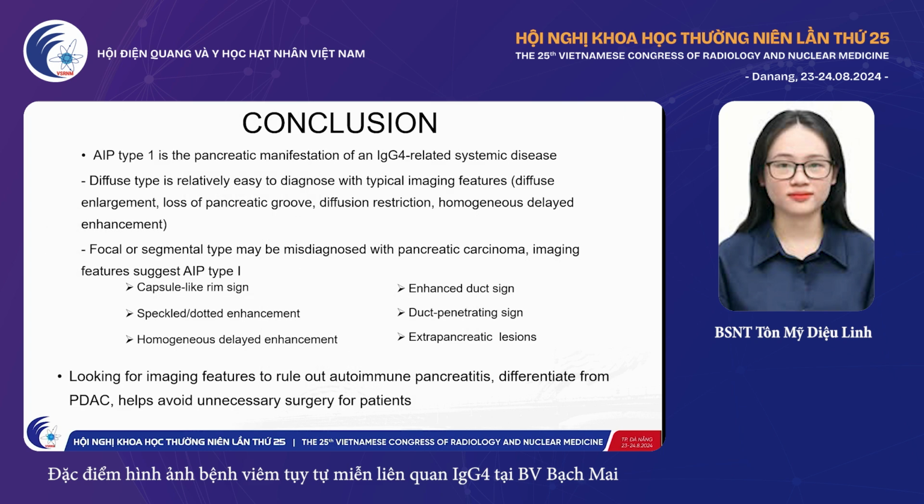So last, in conclusion, AIP type 1 is a pancreatic manifestation of IgG4-related systemic disease, and the diffuse type is relatively easy to diagnose with typical imaging features: diffuse enlargement, loss of pancreatic grooves, diffusion restriction, homogeneous delayed enhancement. But the focal and segmental types may be misdiagnosed as pancreatic carcinoma. And imaging features of AIP type 1 are the capsular rim sign, dotted enhancement, homogeneous delayed enhancement, enhanced duct sign, duct penetrating sign, and extrapancreatic lesions.